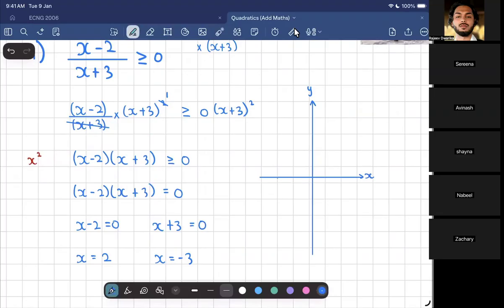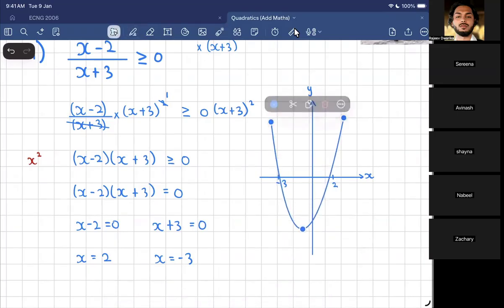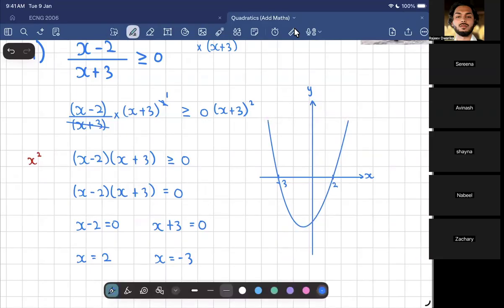Over here now, x is going to be minus 3, so I'll put it over there, and x is 2, so I'll put it over here. And we just recognized that it was a minimum. I wonder if you understand that. Yes or no? Yes, sir.